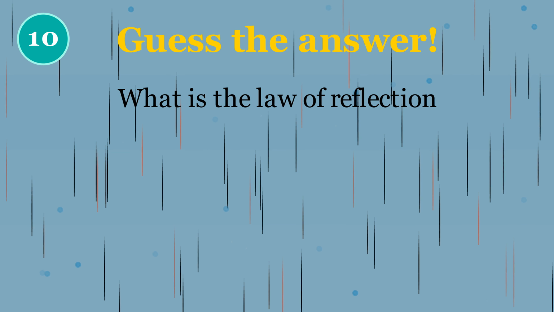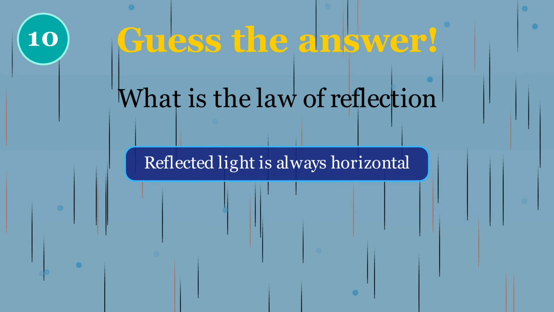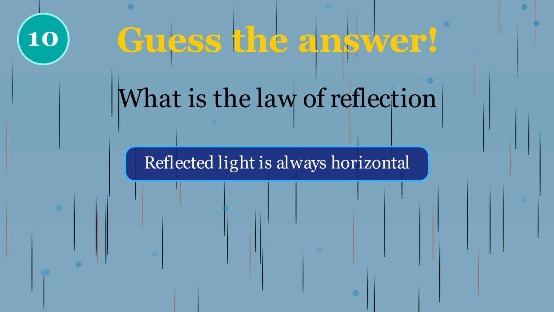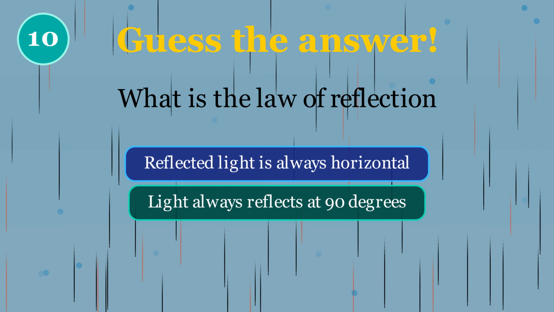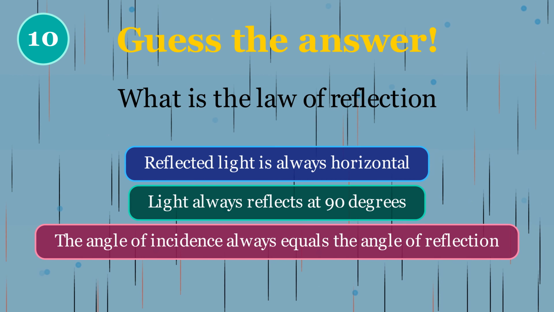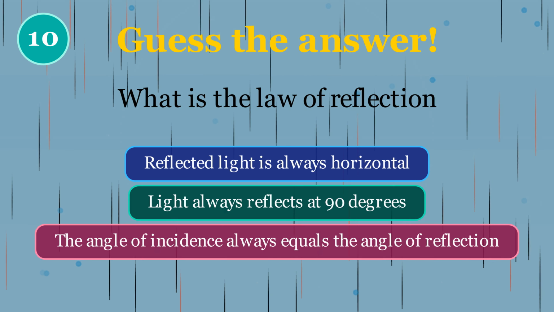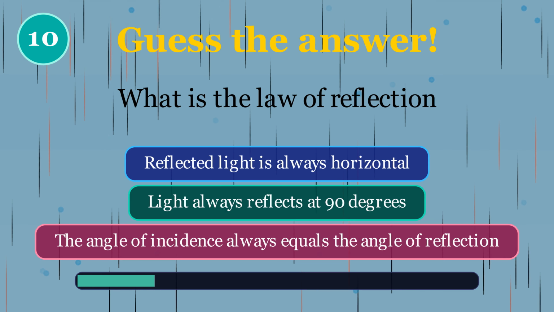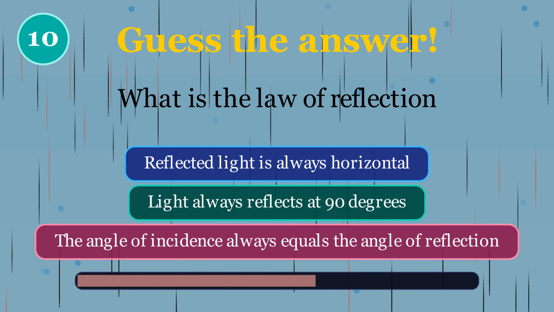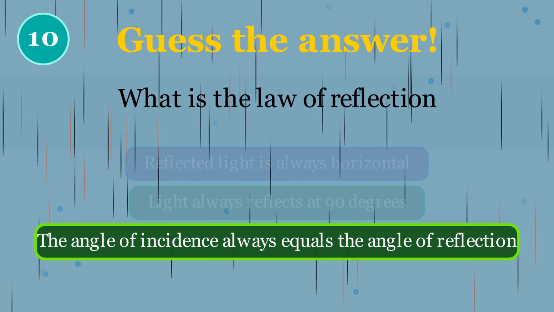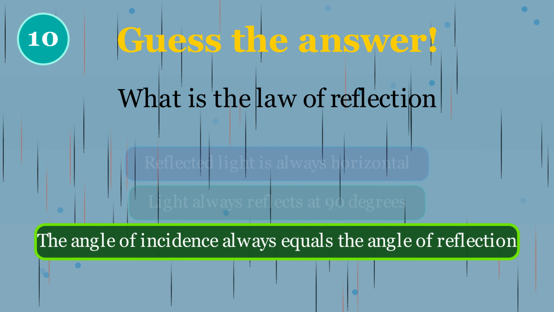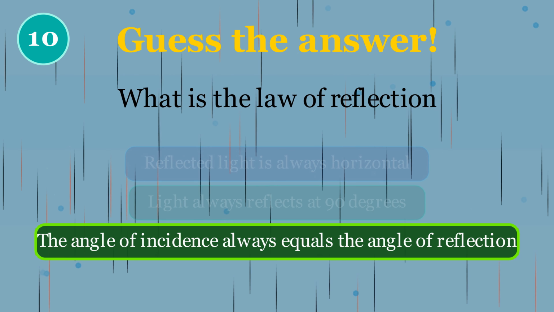What is the law of reflection? Reflected light is always horizontal. Light always reflects at 90 degrees. The angle of incidence always equals the angle of reflection. The correct answer is, the angle of incidence always equals the angle of reflection.